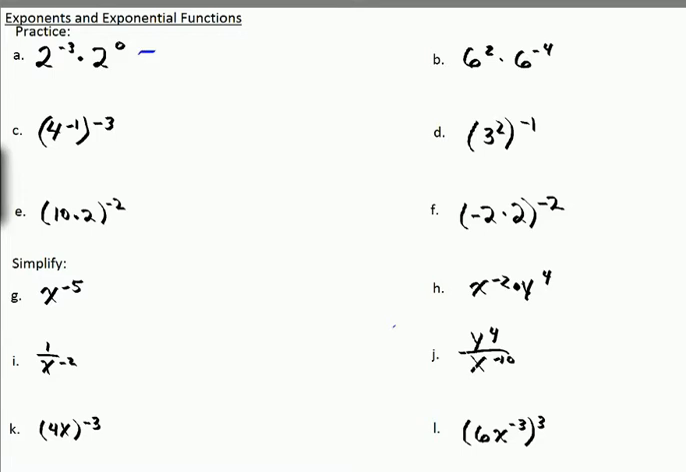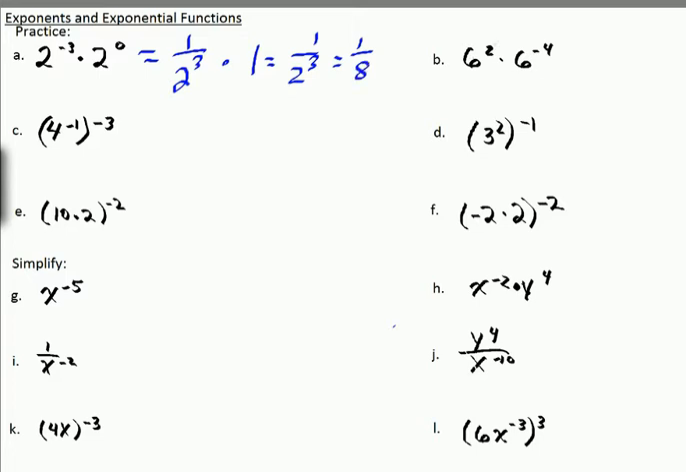Here I have 2 raised to the negative 3, which I know is 1 over 2 to the positive 3, times 2 raised to the 0. Anything raised to the 0 power is 1. So I have 1 over 2 raised to the 3rd power times 1, which is 1 over 2 to the 3rd power, which equals 1 over 8.